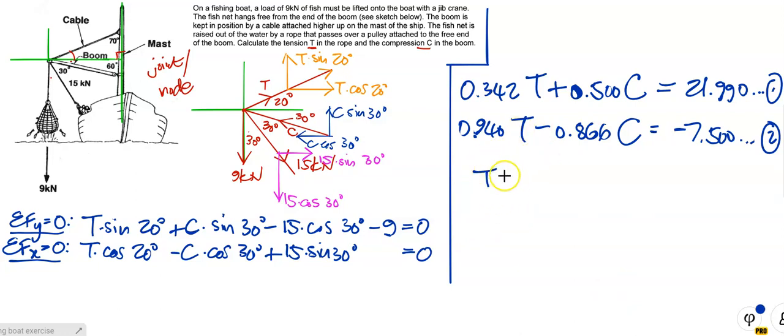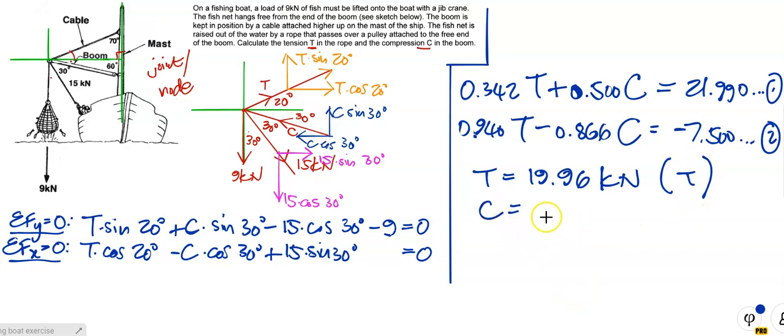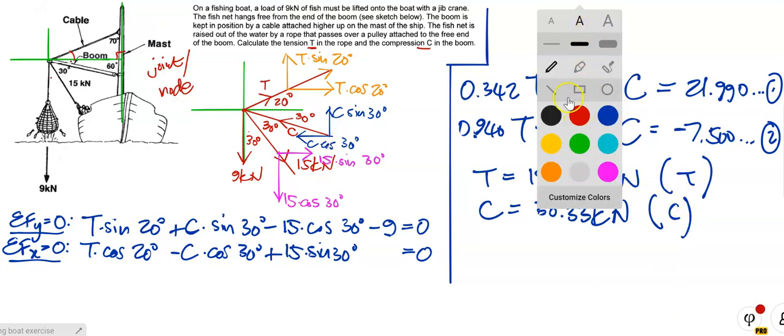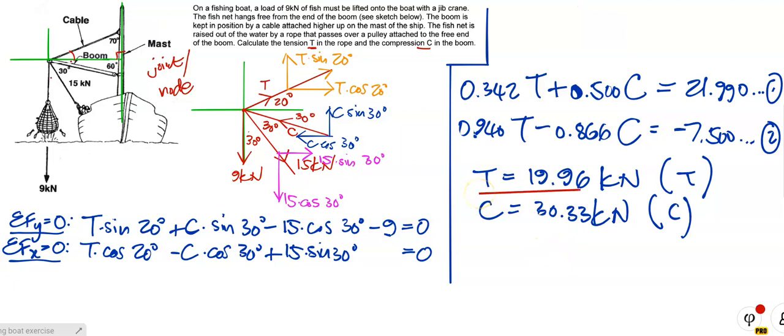T is equal to 19.96. Is it newtons, kilonewtons? It is kilonewtons. If you leave kilonewtons out, I take a one mark off. Okay. And T is in tension. That's how I call it. Okay. And C is equal to 30.33 kilonewtons. And it's in compression. Okay. Right. Just underlining it, make it look a little nicer so that it stands out, because those are the answers over there.